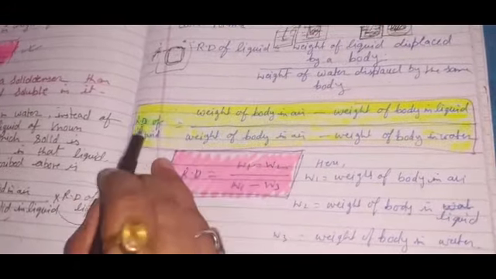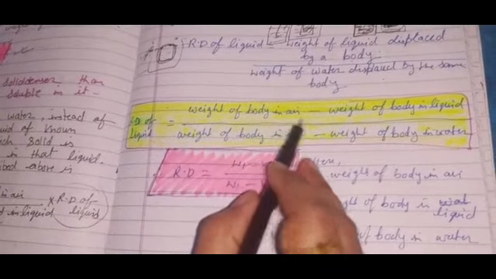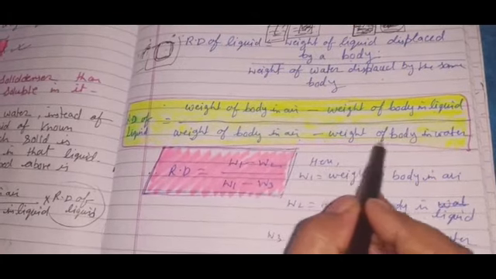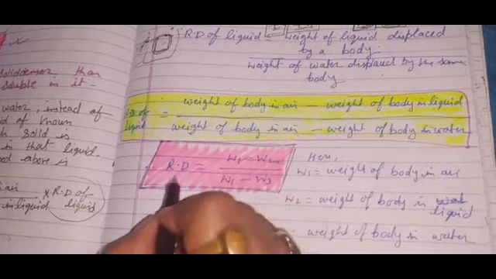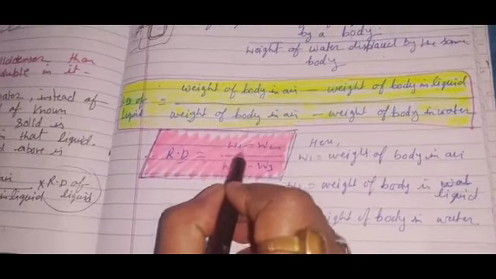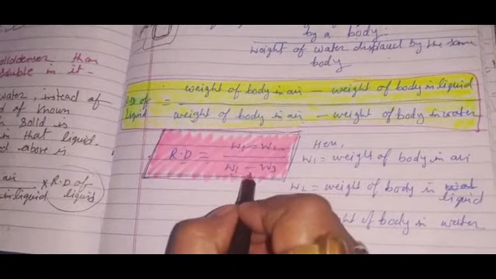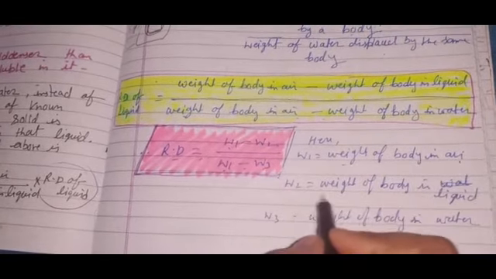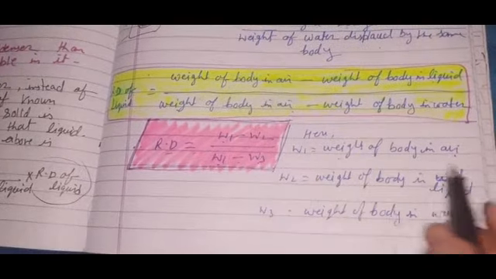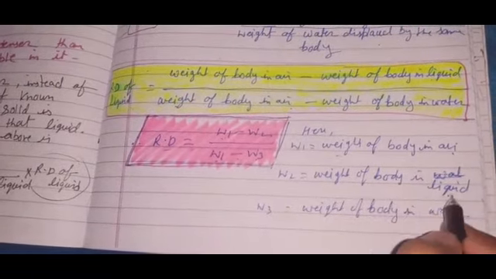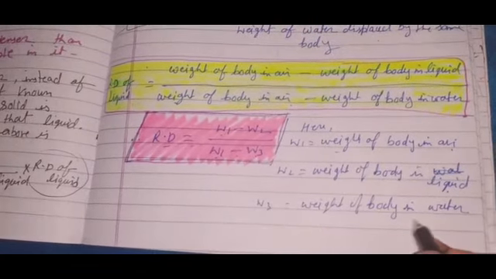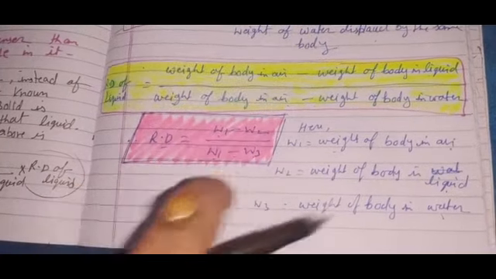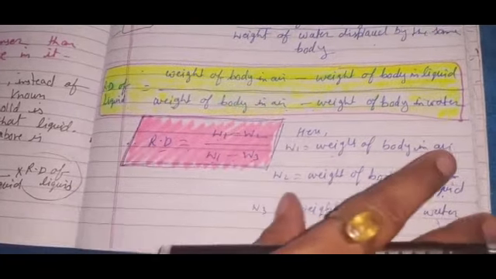So what is the formula? RD of a liquid is the weight of the body in air minus the weight of the body in liquid, upon the weight of the body in air minus the weight of the body in water. So I will write: RD of any liquid equals W1 minus W2 upon W1 minus W3. Here W1 is the weight of the body in air, W2 is the weight of the body in liquid, like for this example I have taken kerosene, so you may write the weight of the body in kerosene, and W3 is the weight of the body in water. So this will be the final formula, children, when you have to calculate the relative density of a liquid.